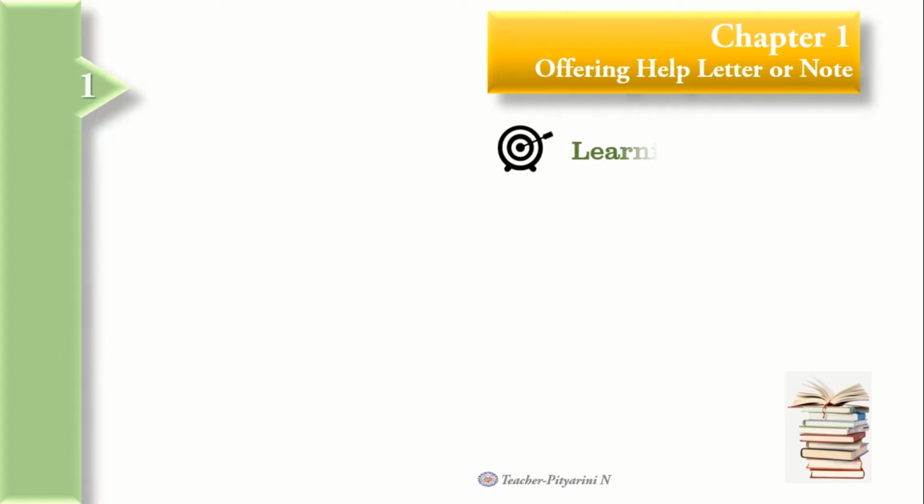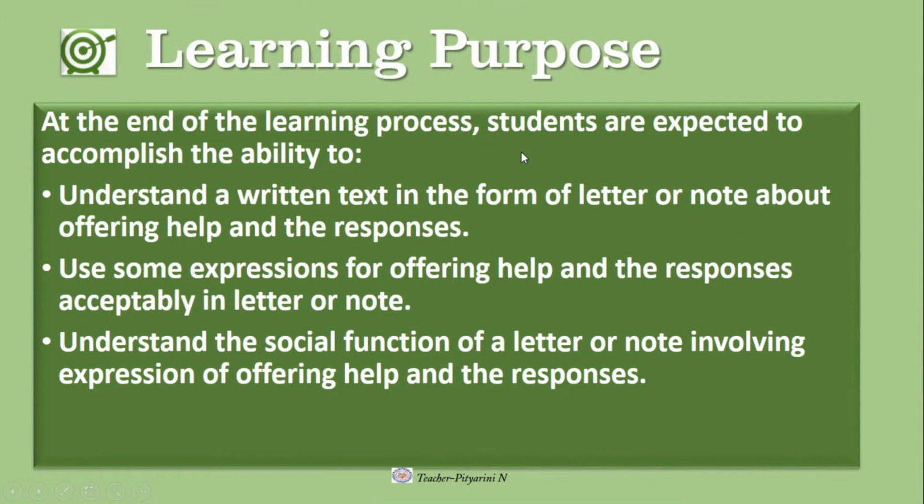Now let us see the learning objective. At the end of the learning process, you are expected to be able to understand a written text in the form of letter or note about offering help and the responses. And also, you are expected to be able to use some expressions for offering help and the responses acceptably by using letter or note. The last one, you are expected to understand the social function of a letter or note involving expressions of offering help and the responses.